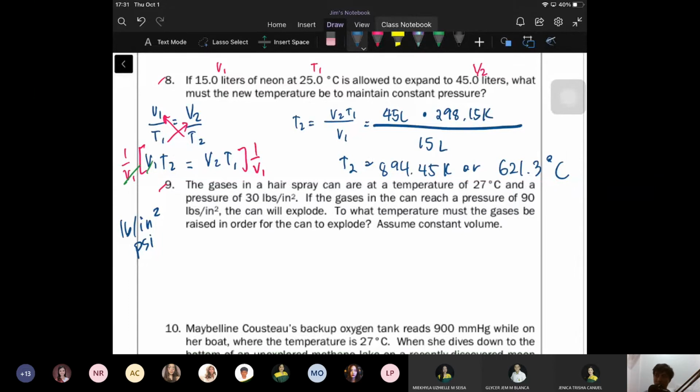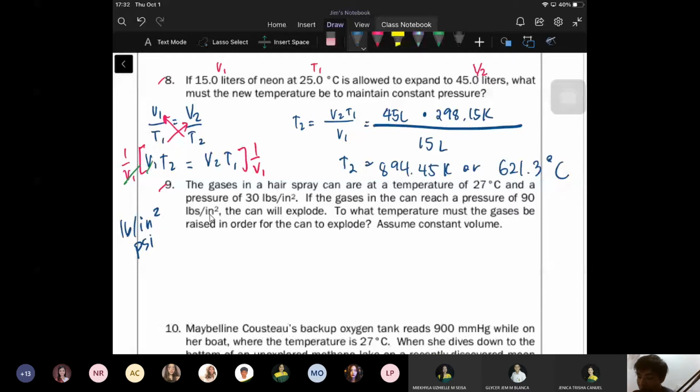So, we can use that na. Kasi, yung unit naman ng kabila is pounds per square inch. Pero kunwari, ito atmosphere, ito pounds per square inch, then we have to convert. Okay, so hanapin nyo na lang yung conversion factor. Pero anyway, hindi naman natin need. So, okay lang.